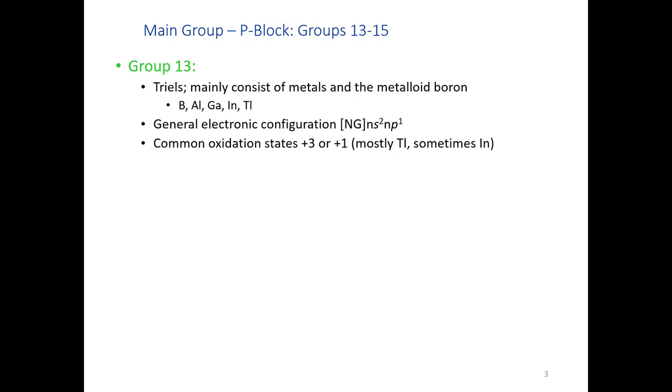The most common oxidation states are +3 for boron, aluminum, and gallium, while thallium is more commonly +1. Indium is more commonly +3, but +1 isn't uncommon either.